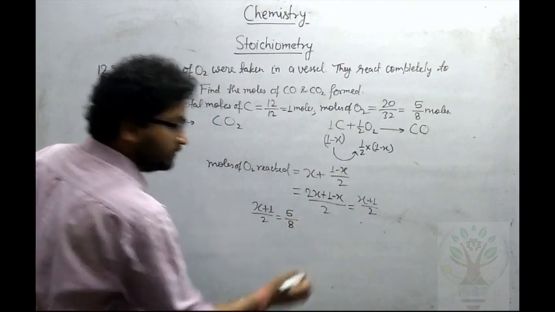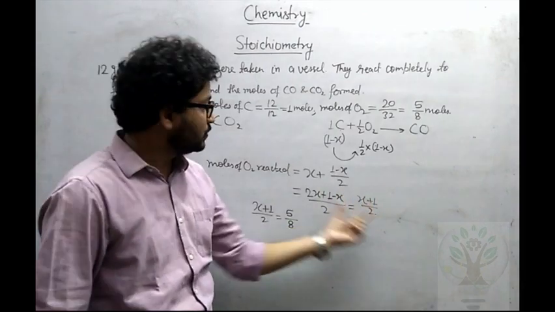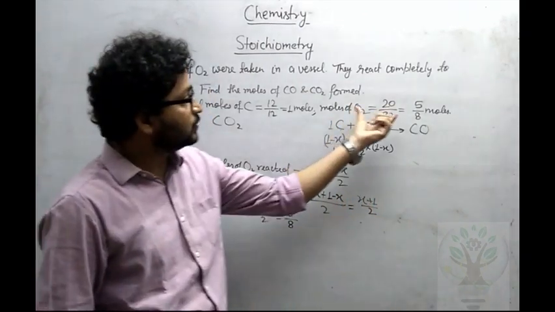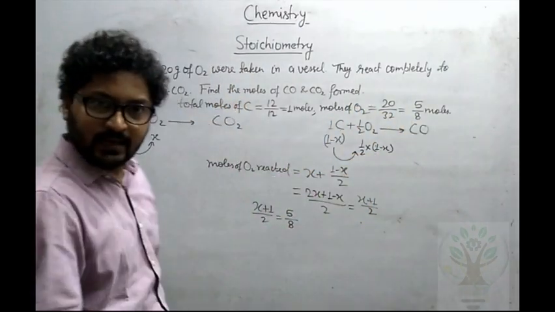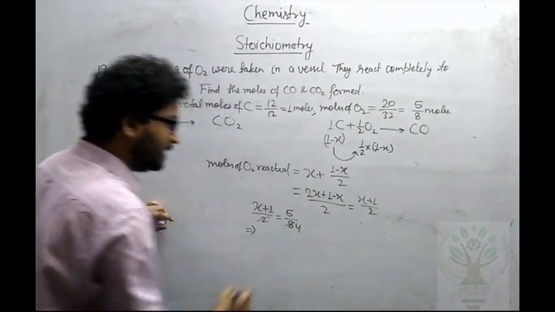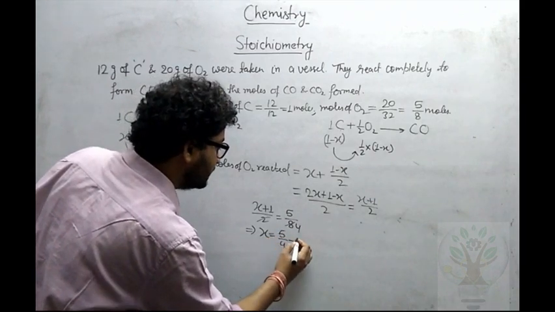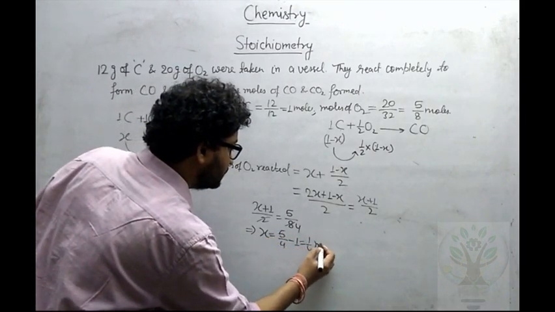5 by 8. From where it is coming? X plus 1 by 2 is the moles of O2 reacted. And how many moles of O2 I took? 5 by 8. So from here, I hope you can see it is cancelled out by 5 by 4. So X is coming as 5 by 4 minus 1 is 1 by 4.